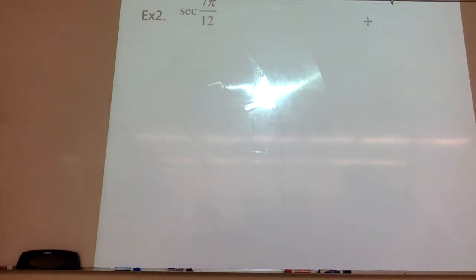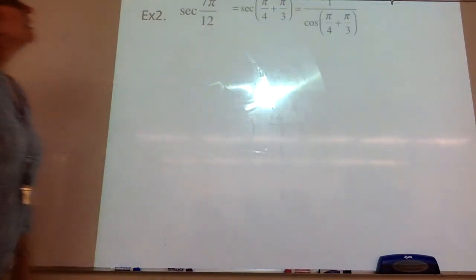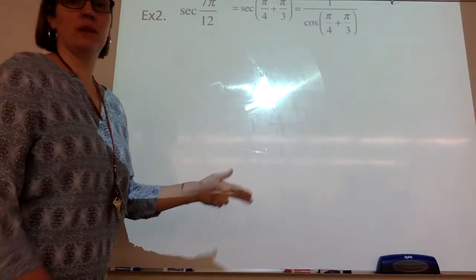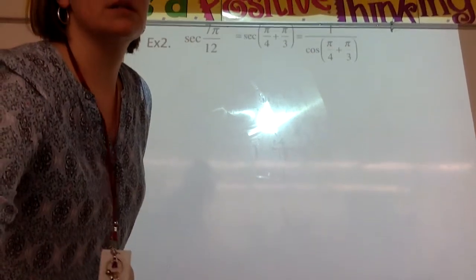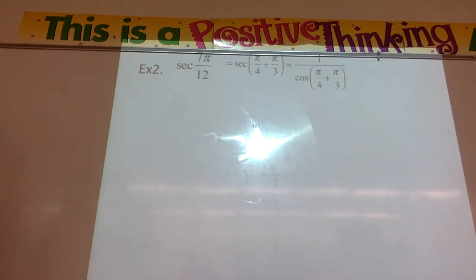All right, second example, secant of 7 pi over 12. Okay, we have a problem, minor problem. Secant is not one of the 3 formulas that you have. You have a cosine formula, you have a sine formula, and you have a tangent formula. Okay, you do not have a secant formula.